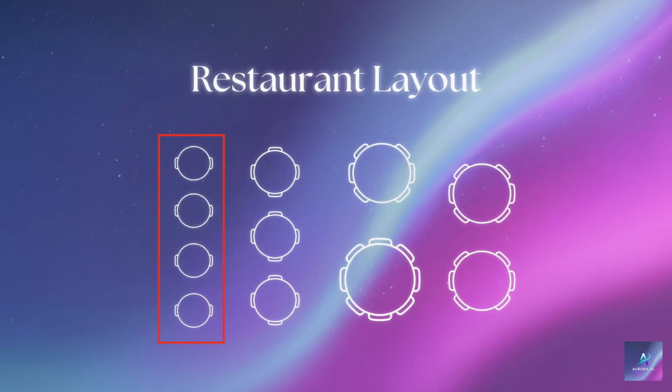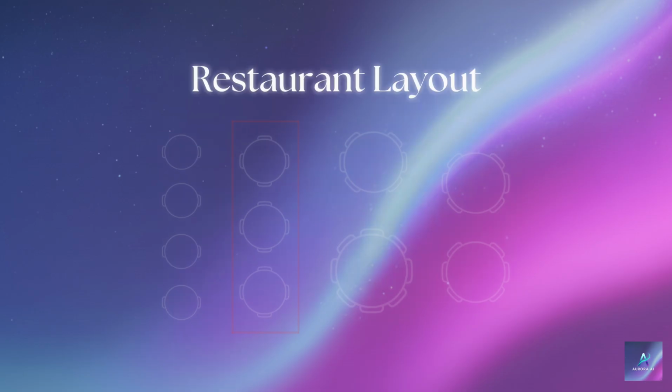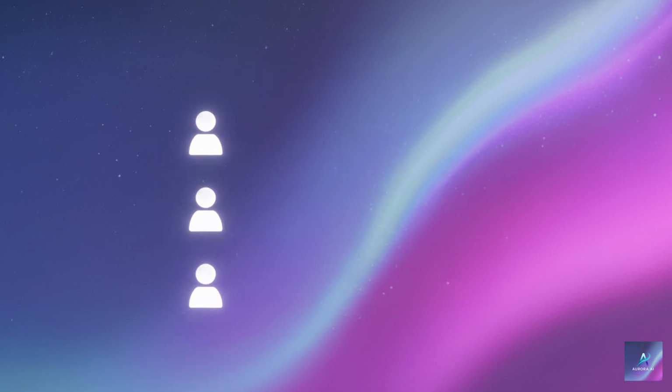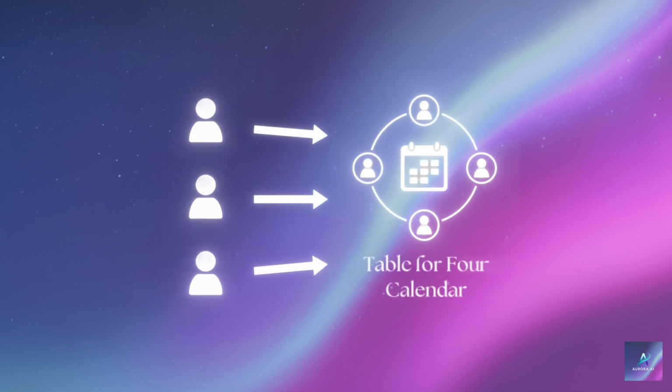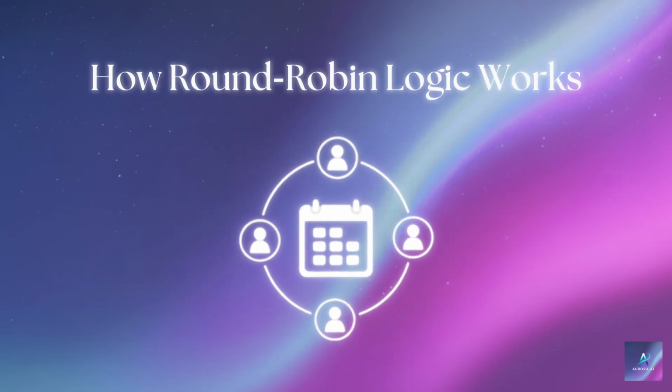So if you have 4 tables that seat 2 people, you must add 4 users to your table for 2 calendar. If you have 3 tables that seat 4 people, you must add 3 users to the table for 4 calendar. Let's quickly see how the round robin logic works.